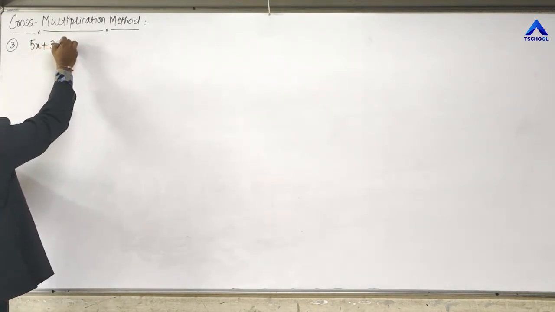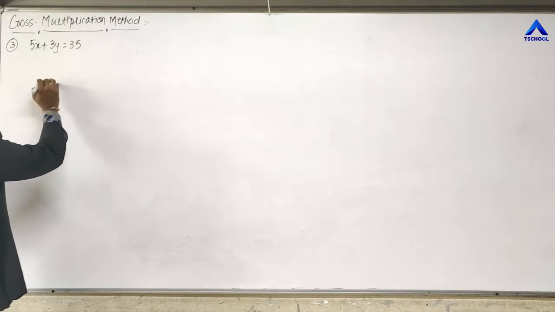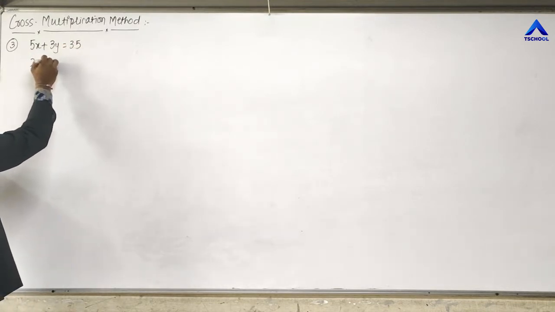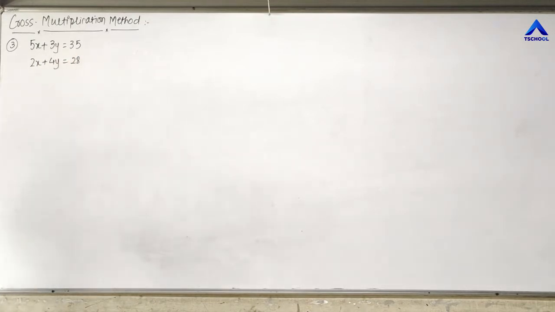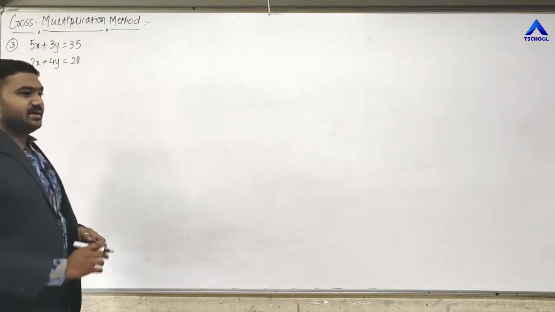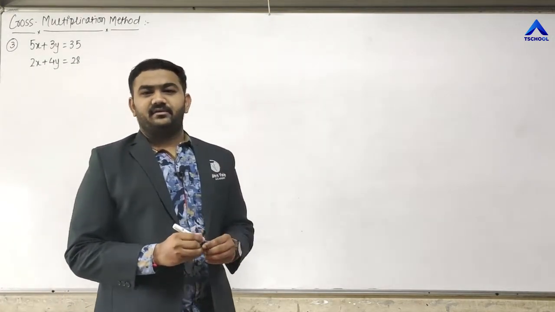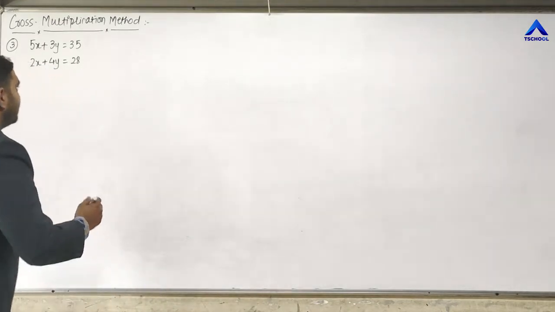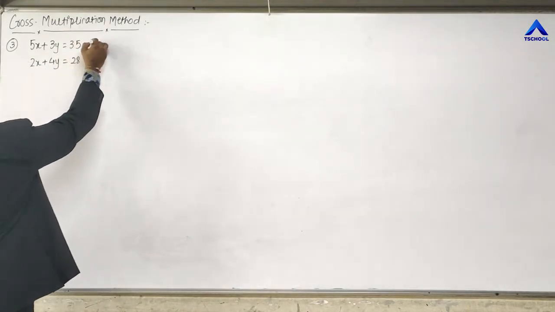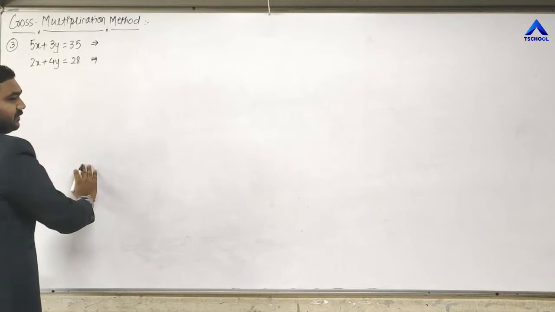5x plus 3y equals 35 and 2x plus 4y equals 28, right? So I am having a pair of linear equations here, that is 5x plus 3y equals 35 and 2x plus 4y equals 28. So now what we are going to do first of all is convert them into the standard form, right?